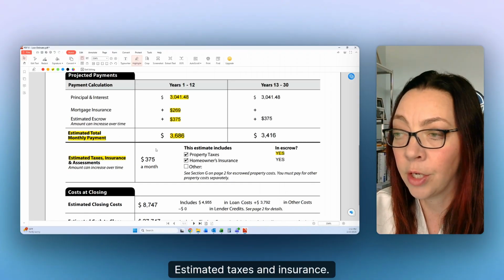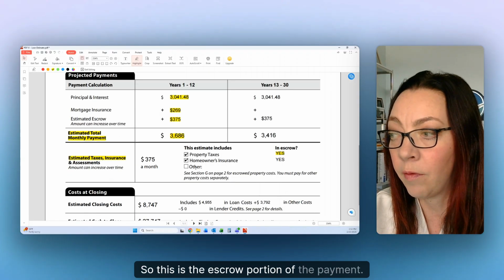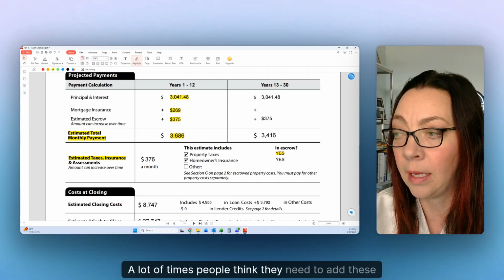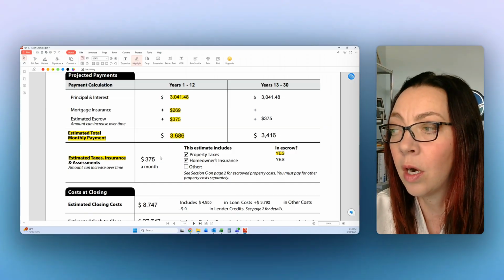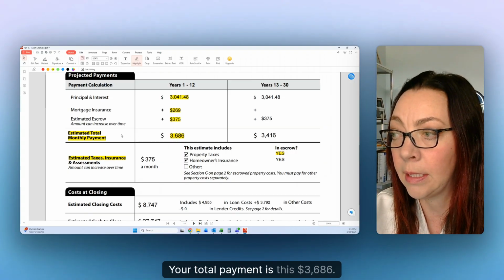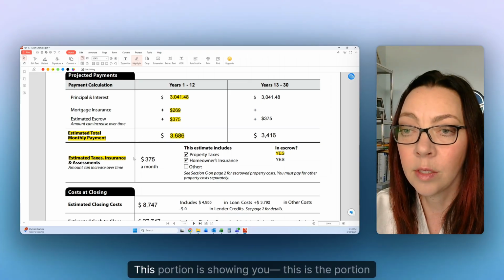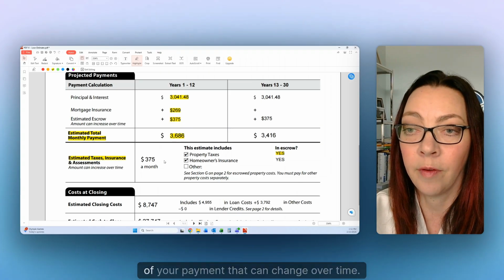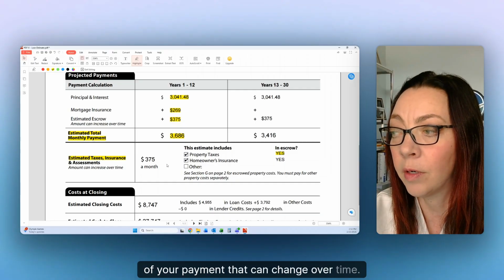Estimated taxes and insurance. So this is the escrow portion of the payment. A lot of times people think they need to add these two together. That's not what you're doing. Your total payment is this $36.86. This portion is showing you this is the portion of your payment that can change over time.